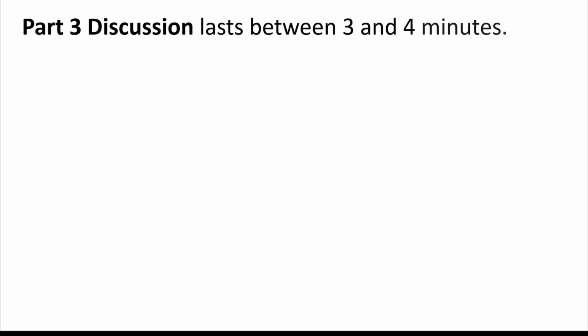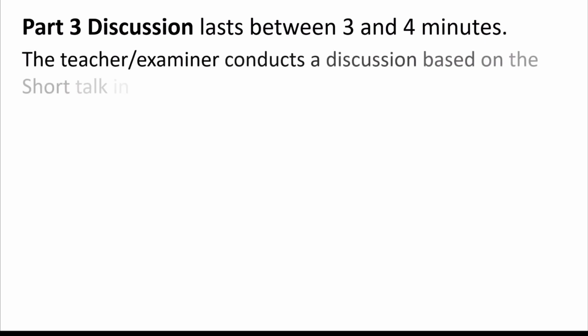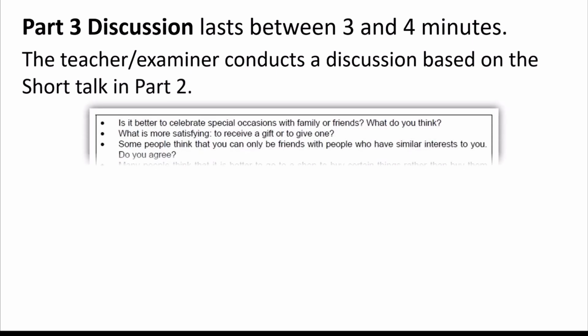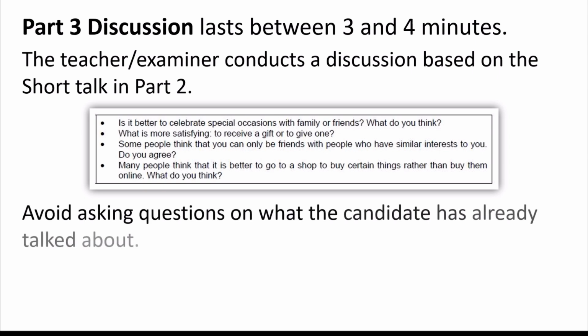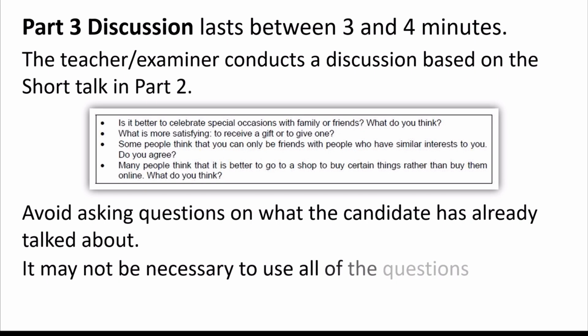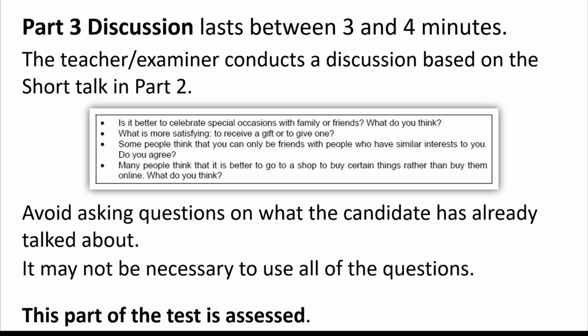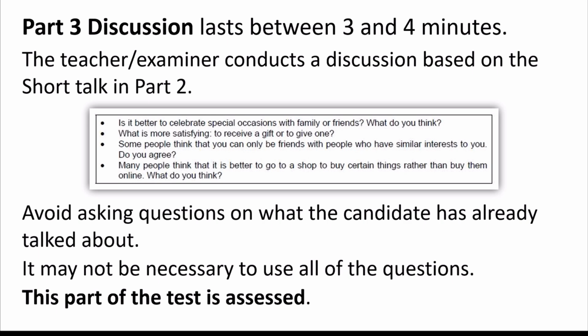Part 3 is the final part of the test and lasts between 3 and 4 minutes. The teacher examiner conducts a discussion based on the short talk in part 2, using the questions from the examiner script. The teacher examiner should avoid asking questions on aspects the candidate has already talked about. If the candidate responds at length, it may not be necessary to use all of the questions on the script. This part of the test is assessed.